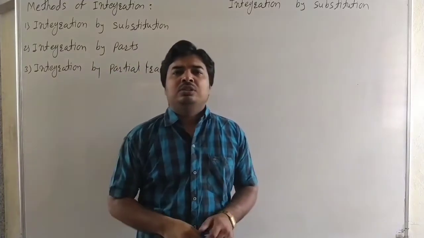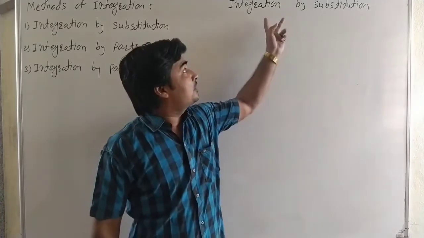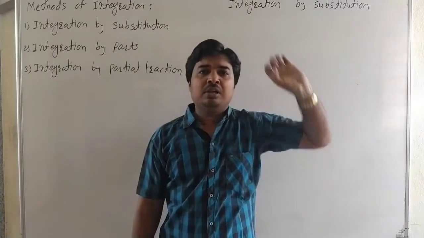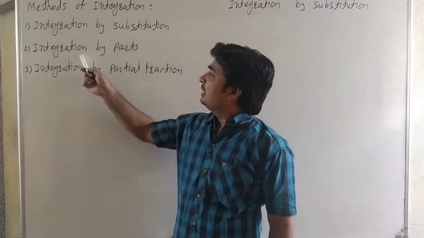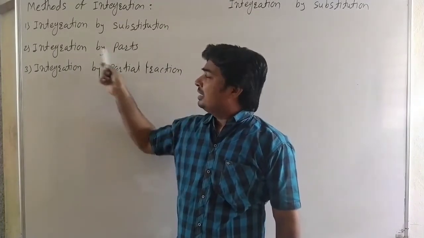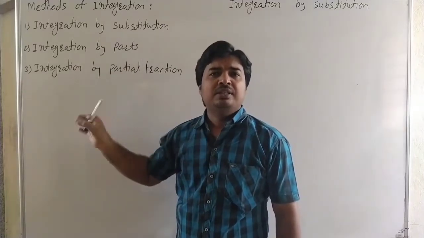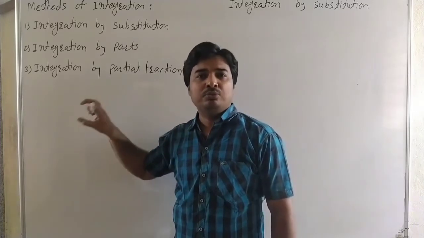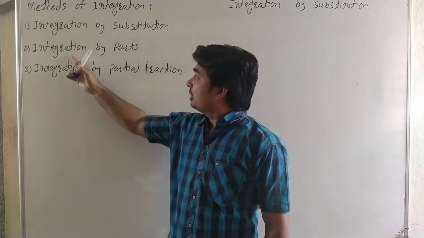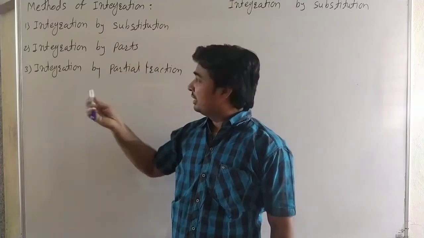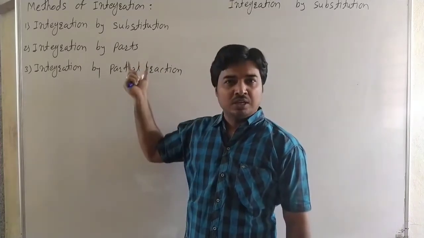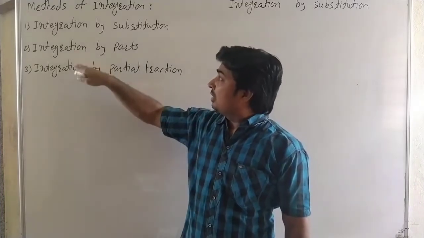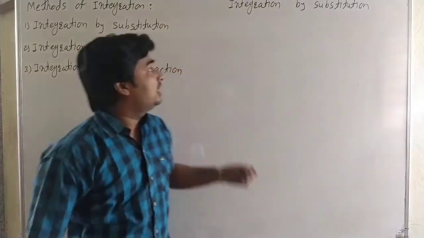Now we discuss the method of substitution, integration by substitution. Then integration by parts. Here integration by parts is for the integration of a product u into v, a product of two standard integrals. Integration by partial fractions is for integrals of a proper rational function. Here we see these two after the integration by substitution.